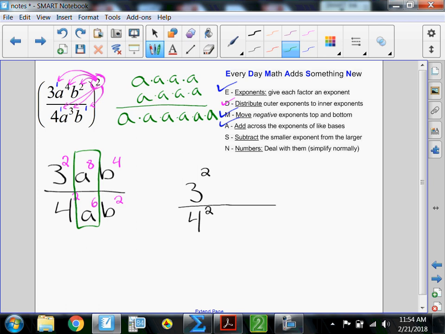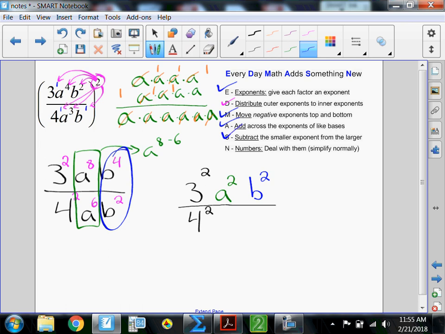Every time you have a single factor divided by itself, it gives you a 1. So a divided by a is 1. We can do that a number of times. There's 4 ones, 5 ones, 6 ones. 1 times 1 times 1 times 1 times 1 times 1 times a is a squared. Subtract 8 minus 6 is a squared. Last one, b to the 4th over b squared. 4 minus 2 is 2, so b squared.